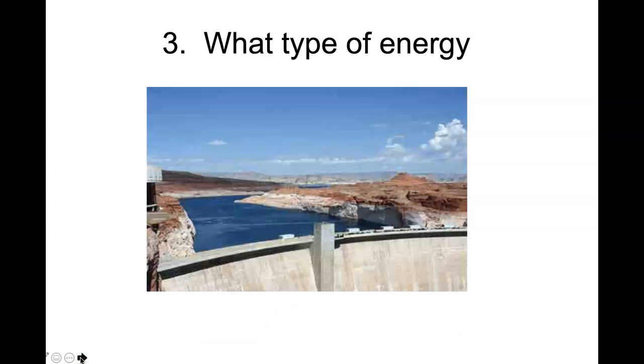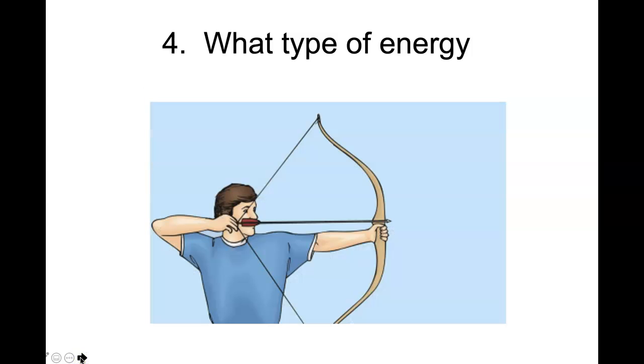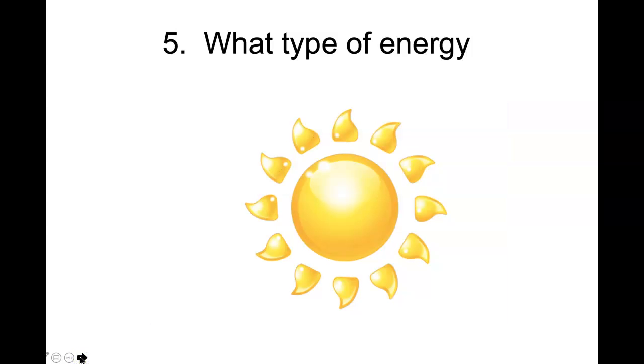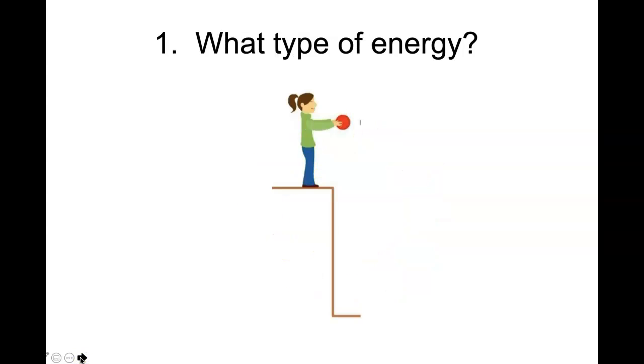How about the third one? Look at the water in this dam. What kind of energy does it have? And the arrow here in the bow, what type of energy does it have? And take a look at the sun. What type of energy would you say it has? All right, so what'd you say for this first one? Those were my 5 quick questions assessing your previous knowledge.